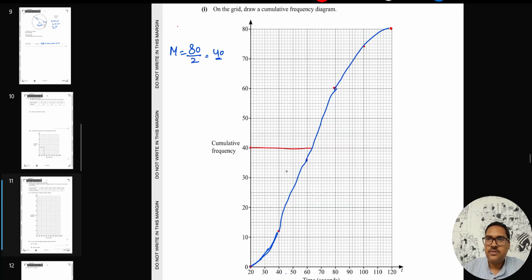What is the value? You can see if I draw this, it is somewhere here, which is, you can see, 60 to 64. So what is this? 64. So this is the value corresponding to cumulative frequency 40. This is 64. So what is the median? This is equal to 64. That is the answer for this question.